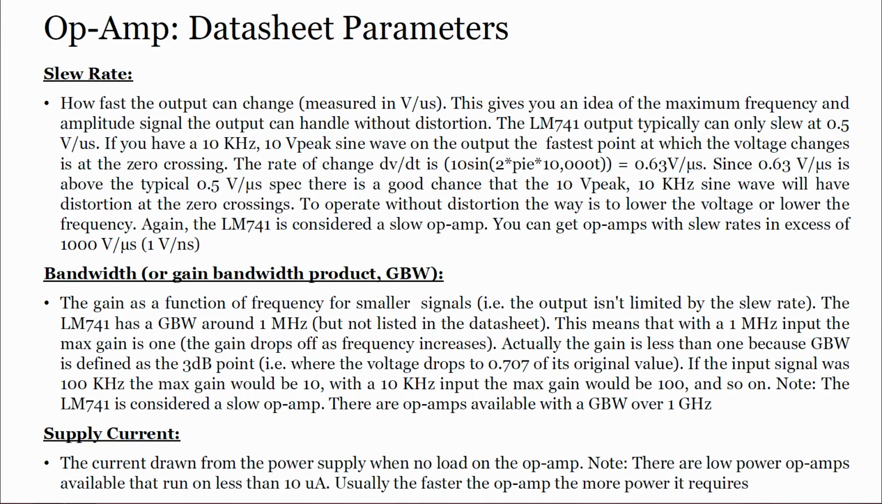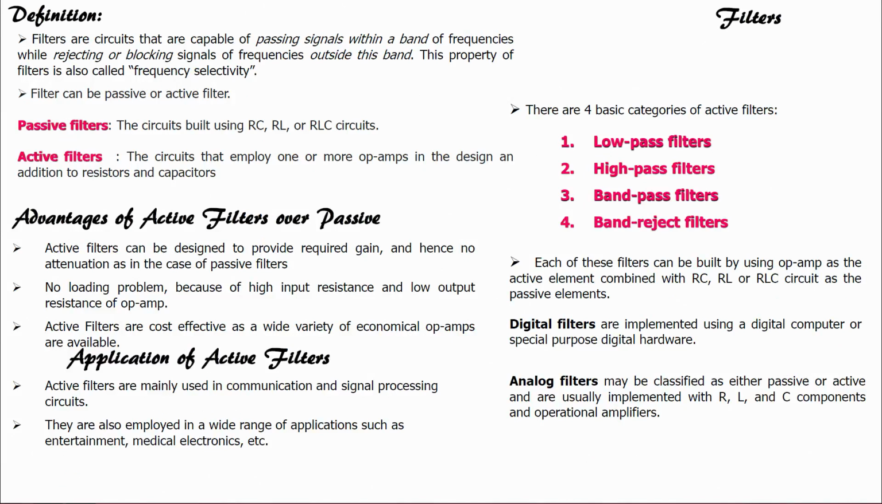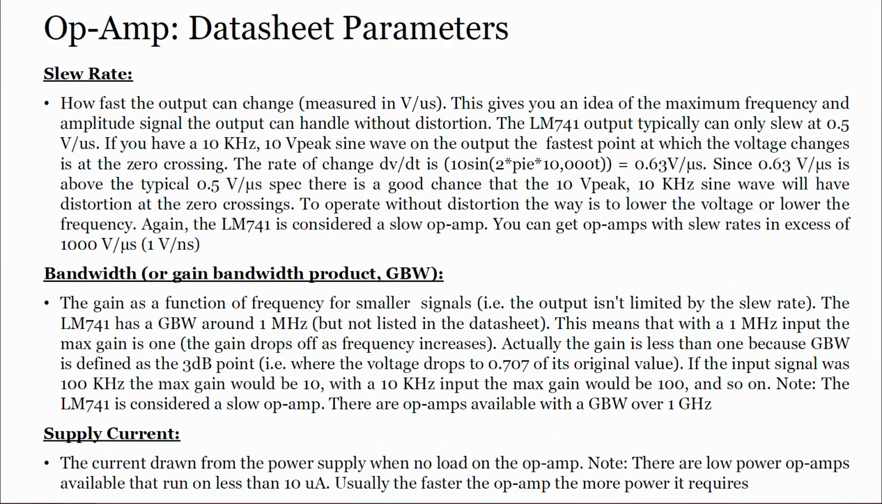So, what is another parameter? Supply current, the current drawn from the power supply when there is no load on the op amp. There are low power op amps available that run on less than 10 microamperes. Usually the faster the op amp, the more power it requires. Faster op amp, more power; slower op amp, less power. So, this is all about the data sheet of the op amp.